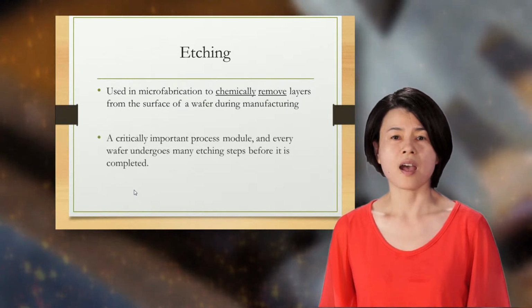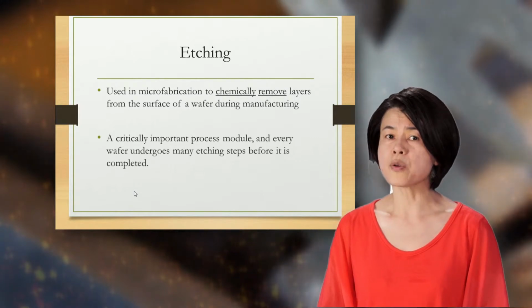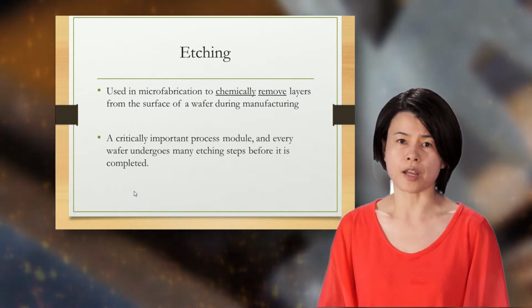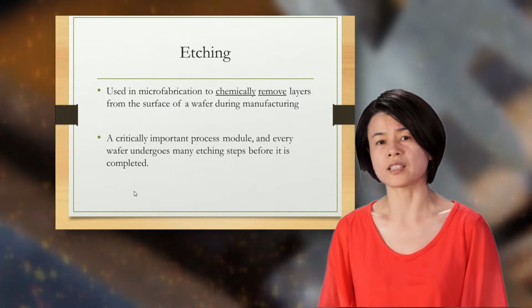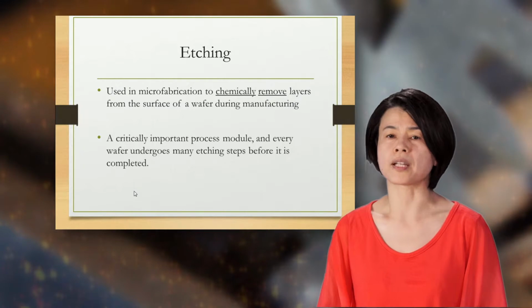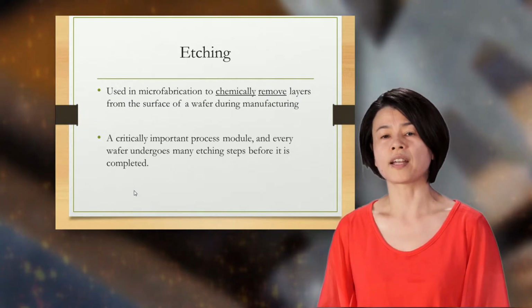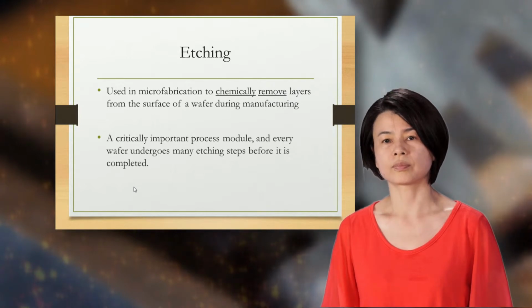Next, etching is a critically important process module, and every wafer undergoes many etching steps until it is completed. So, etching is a crucial process in microfabrication. Usually, it has to be repeated many times for an electronic component.